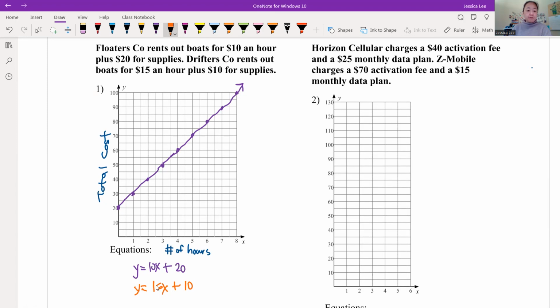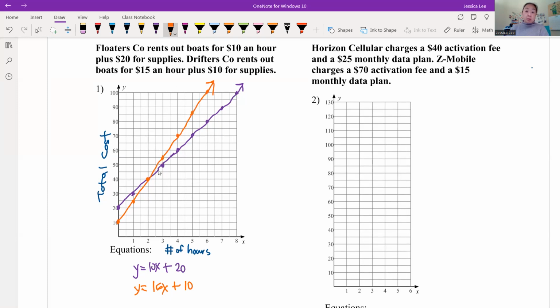So we're starting at 10 bucks for just supplies. And every hour we're having to pay them $15 more, right? So from 10, we're going to go up 15. Each box is $5, right? So 15, and then we're going to go up to 30 right here. Do this a couple more times. So basically 3 boxes is $15. I'm going up 3 over 1. I want to think about it that way. Here we go. We're going to draw this line.